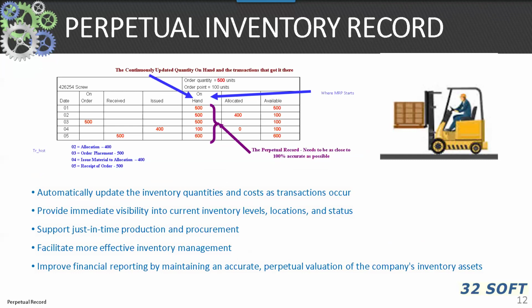Some of us are familiar with TR-HIS. The system automatically updates inventory quantities and costs as transactions occur. The perpetual record provides immediate visibility into current inventory levels and locations. This facilitates effective inventory management and improves financial reporting. Keeping the perpetual record accurate is probably any company's biggest challenge. If you don't have visibility and can't control the quantity on hand, the system fails.